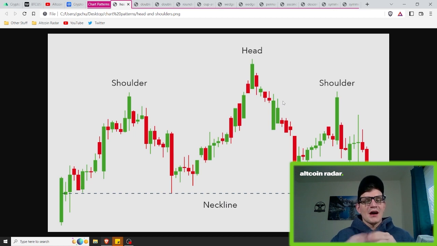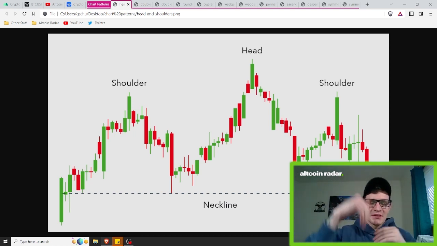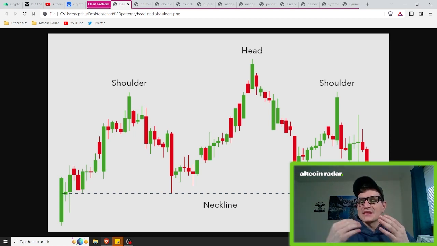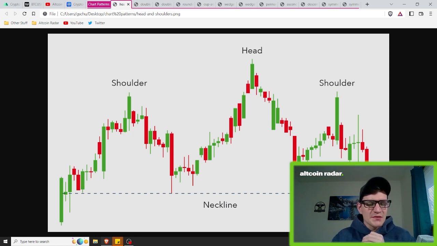But how this works is, once this third peak, the right shoulder, falls back and starts heading back to the support level, that's typically when you are going to expect a downtrend, or it's going to end up starting a downtrend. That's typically what ends up happening. It's usually a breakout down to the downside, and that's usually what happens with the head and shoulders.